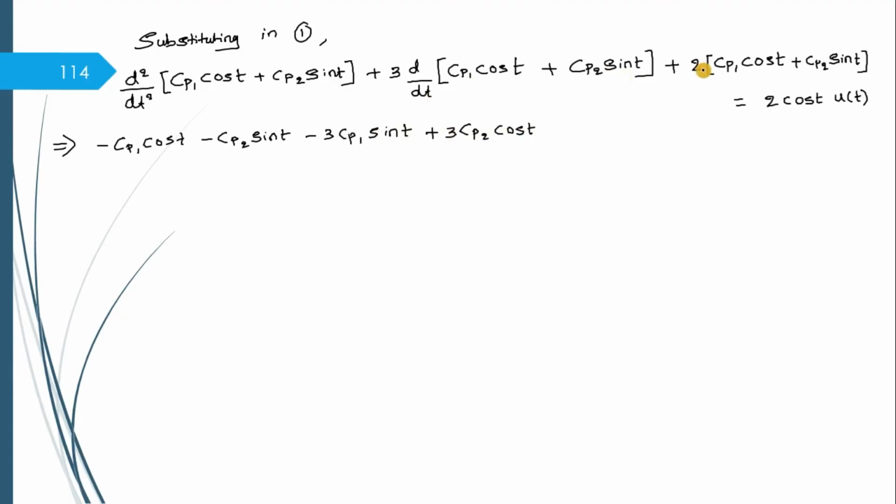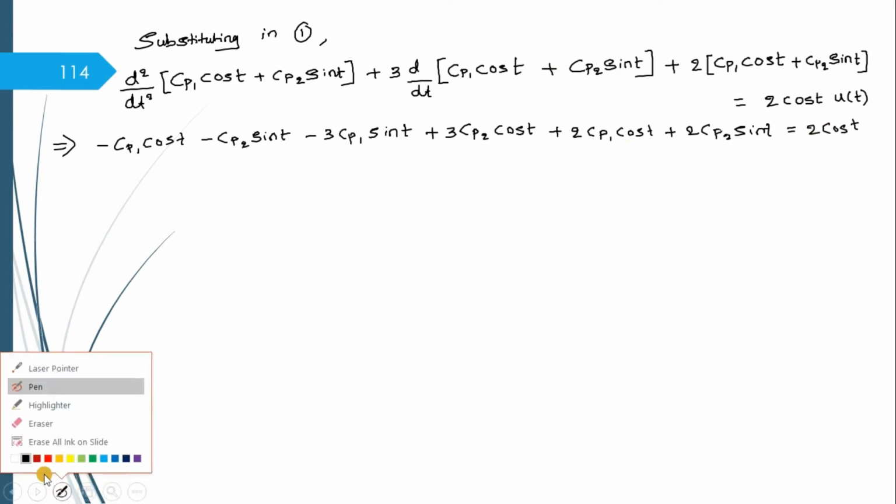Okay, so here plus 2 cp1 cos t, no differentiation at all here, just write it as it is, and here 2 into cp2 sin t. This is equal to 2 into cos t. Let us not write u of t, later on we will take care of that u of t. Now we have to just separate the cos terms and the sine terms, and then compare the right hand side and the left hand side.